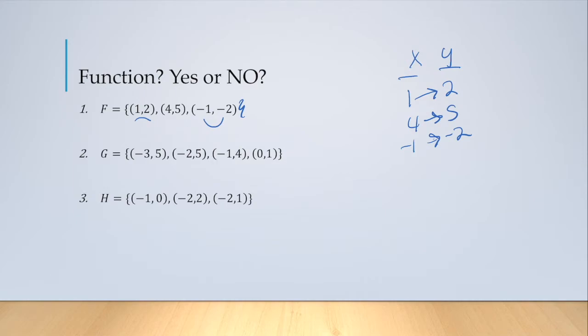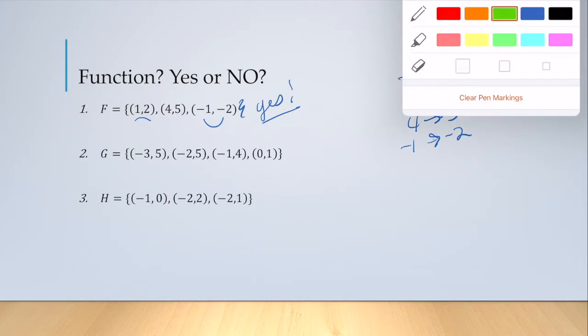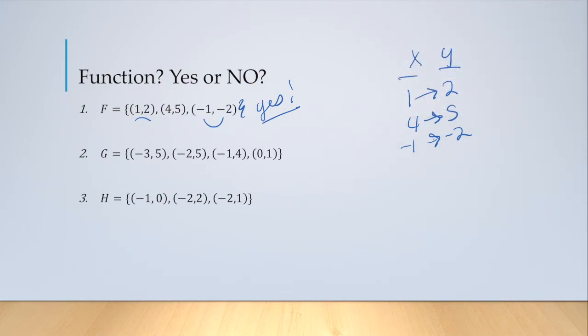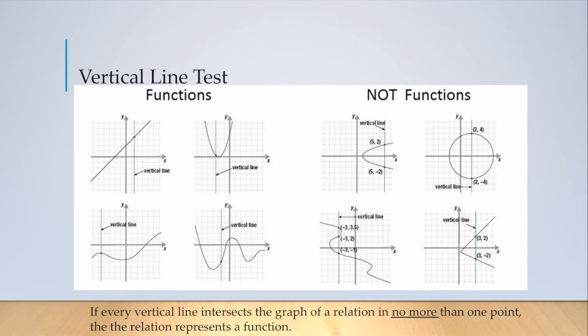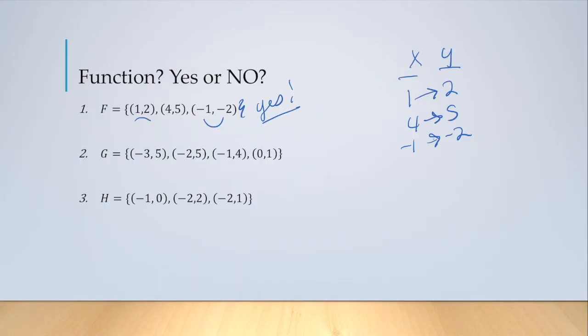Is this a function? Yes, it is. Let's take a look at our next example in green. So I've got G, our relation. For G, I have -3 goes to 5. If I plug -3 in, I get 5. -2 also goes to 5. That's okay, right? I can have two x's go to the same y. My vending machine would still work. I've got -1 going to 4 and 0 going to 1. So this is also a function.